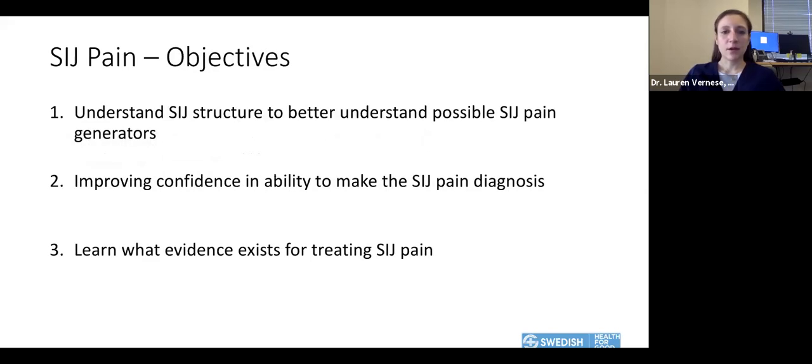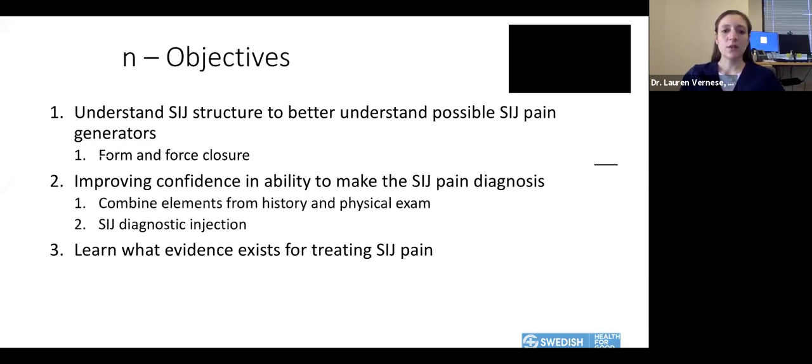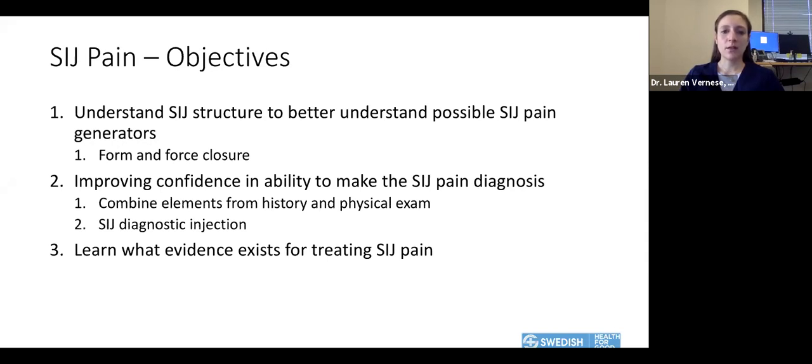So basically, do we meet our objectives? So what I wanted to look at was the structure to understand pain generators. So thinking about the form and force closure, what provides that? So the actual structure of the sacroiliac joint itself, the ligaments are really important, and then the muscles around. Improving confidence and ability to make sacroiliac joint pain diagnosis. So again, you have to combine everything. You're combining the history, the physical exam, sometimes imaging and labs, and then usually relying on a sacroiliac joint diagnostic injection to confirm your suspicions.